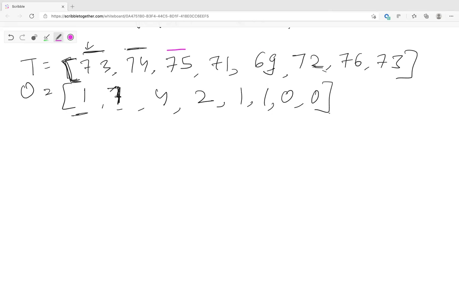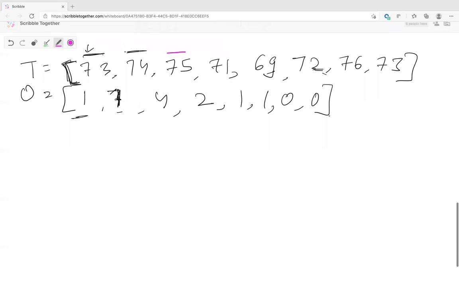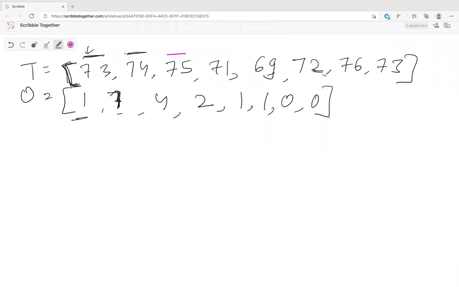So does anyone have any idea? We'll wait till he comes in, and he'll explain the idea. Does anyone have an idea how to solve this other than the brute force? This is monotonic stacks, right? Forget about monotonic stack or whatever stack. I want you to give me the solution. How would you solve this?